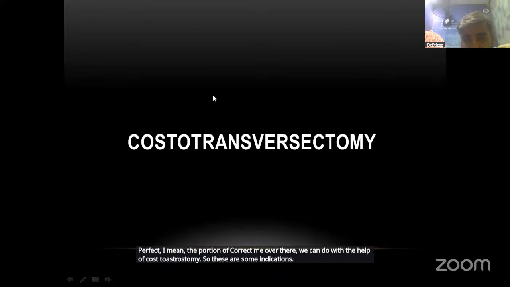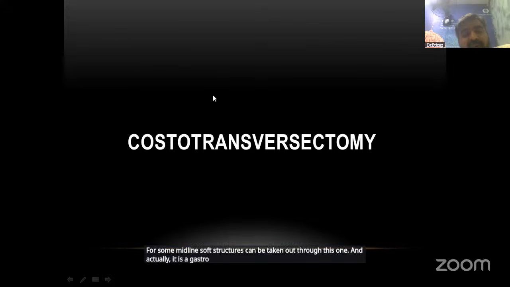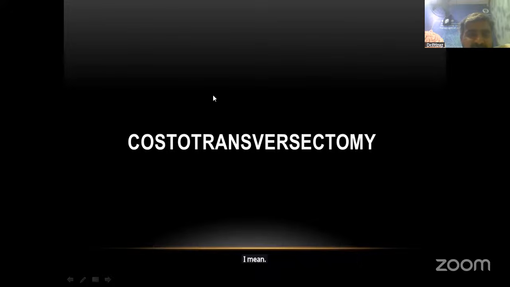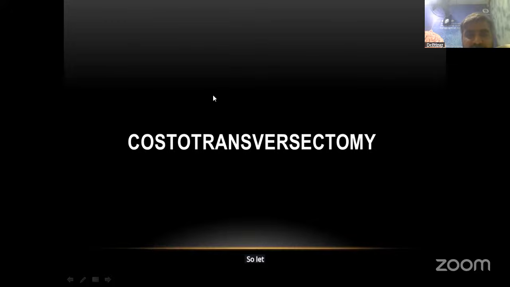Previously it was thought that this approach was only for TB spine, but now it has changed. Some midline soft structures can be taken out through this too. And actually, all other approaches related to this direction are, to me, variants of costotransversectomy, nothing else. You will see how they are variants of the costotransversectomy. So let's start.